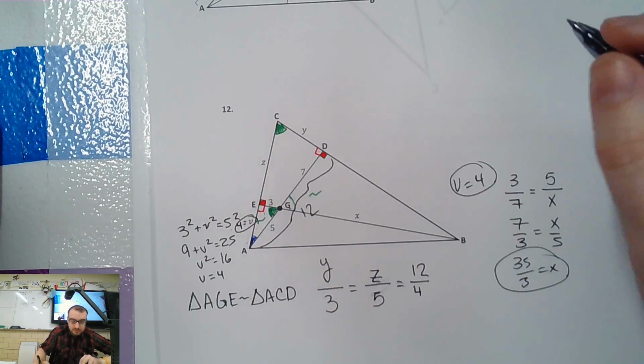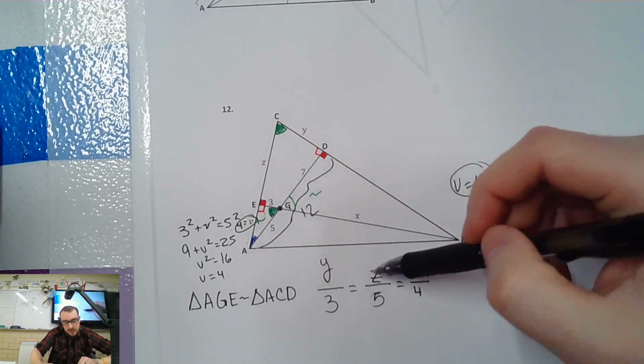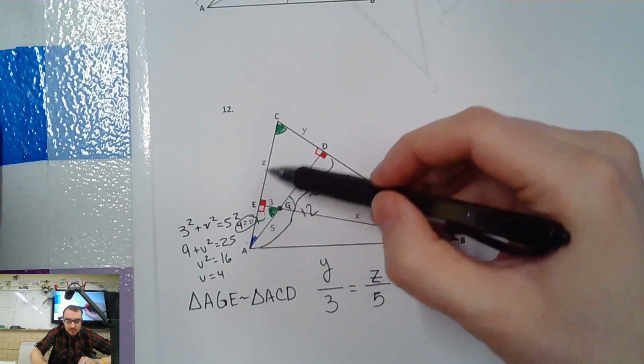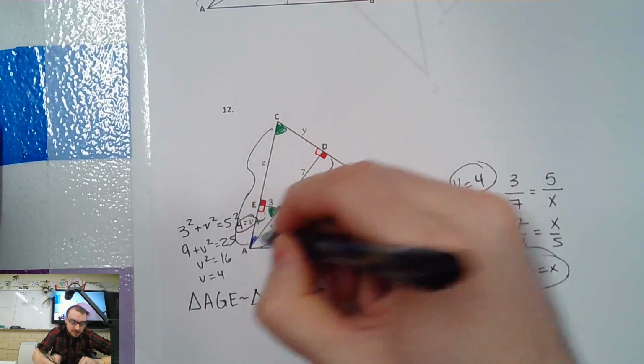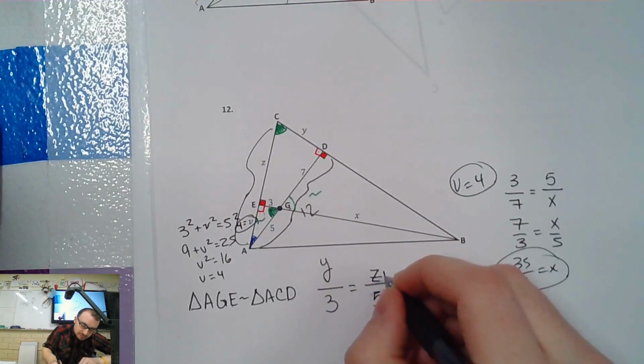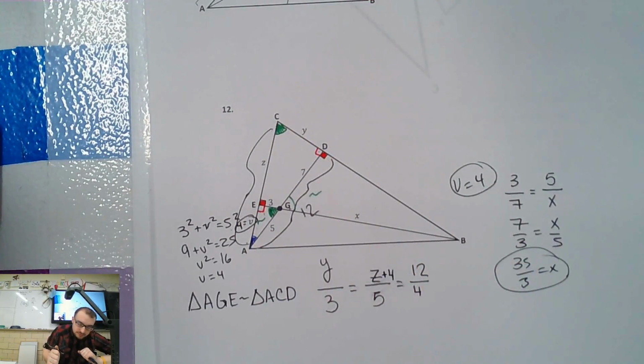Ooh, that's a good point. Guys, we missed out. So it's not Z that it goes with. It's this whole side here. So that's 4 plus Z. My bad. 4 plus Z. Do we see that?